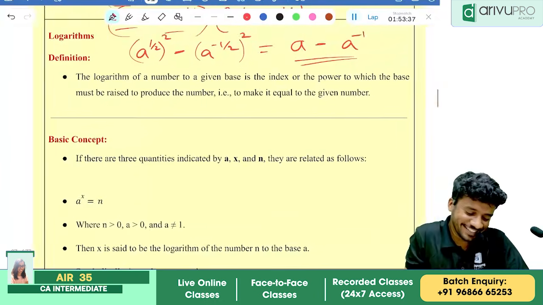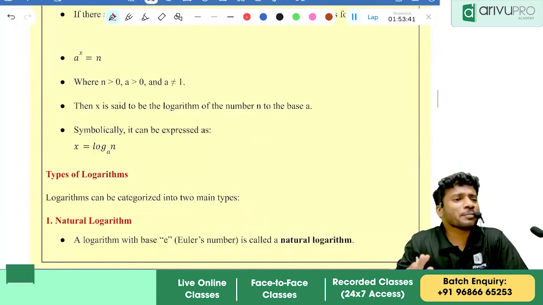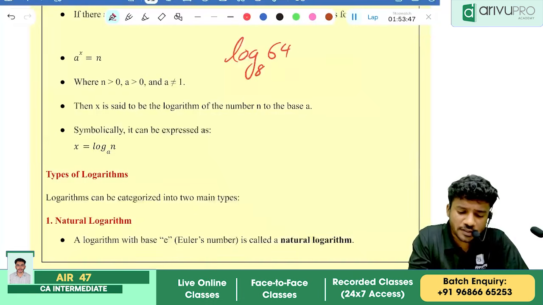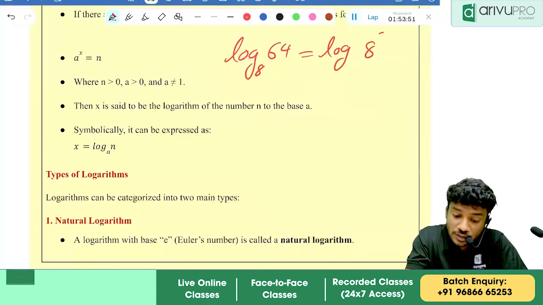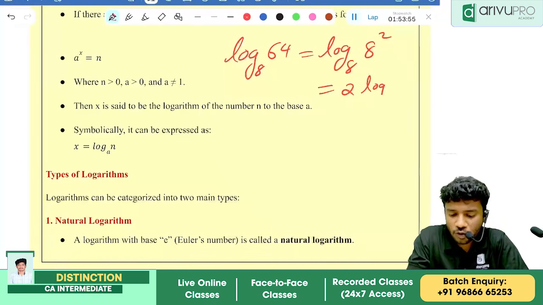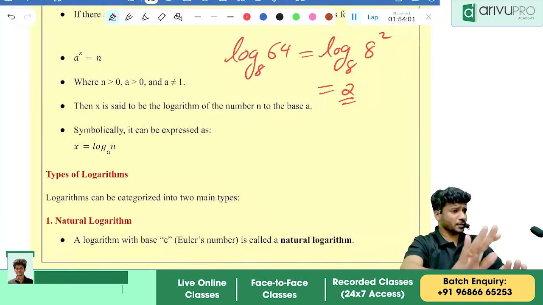Practical. Now, logarithm. First of all, what do you mean by logarithm? For example, I am telling log of 64 to the base 8 is how much? Some people know. I'll tell you what it is. 8 squared divided by 8 becomes 2 log of 8 to the base 8. The answer will become 2. I'll explain that.